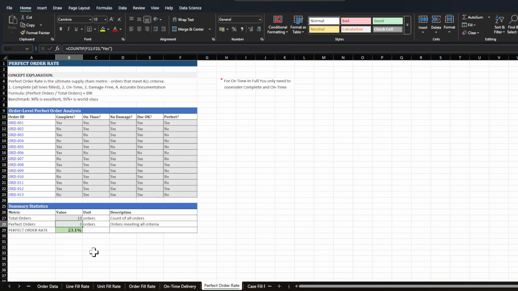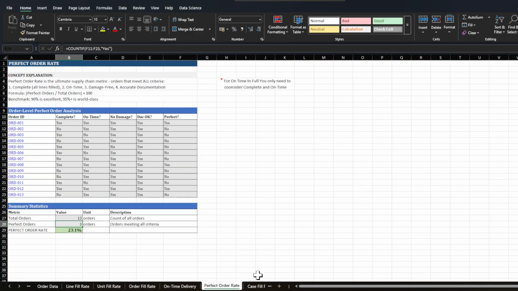So here is one point, and that is on time in full. If you are not considering damage and documentation, if you don't have this kind of data or these columns are not relevant to your industry, you can only check the complete and the on time. And the calculation of perfect order rate by taking these 2 into consideration is called on time in full, which is the OTIF. And it is a very prevalent metric in the supply chain industry.